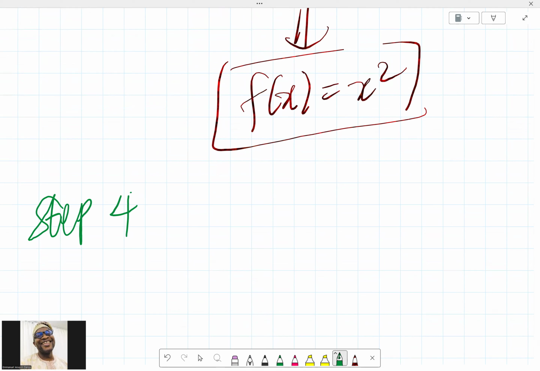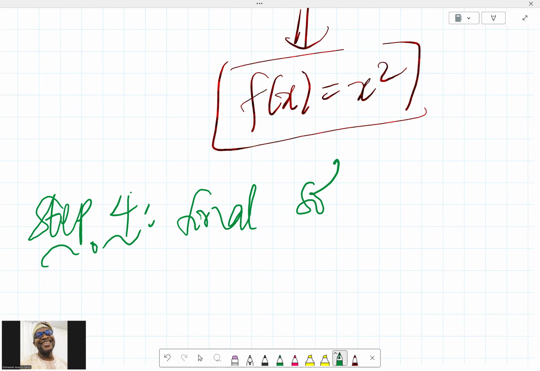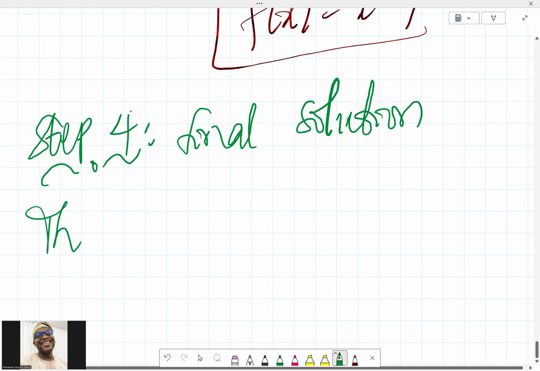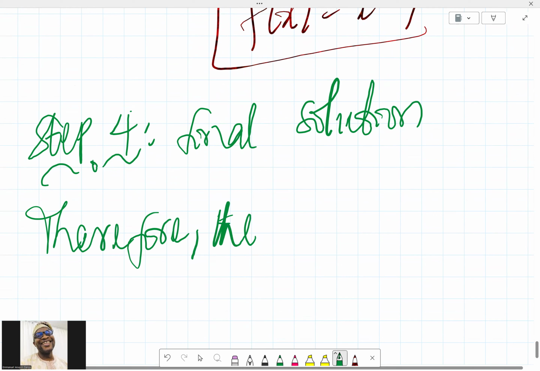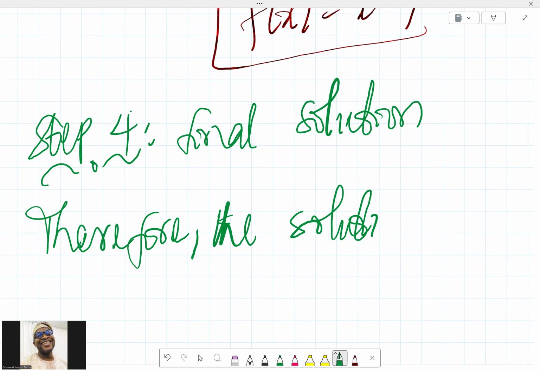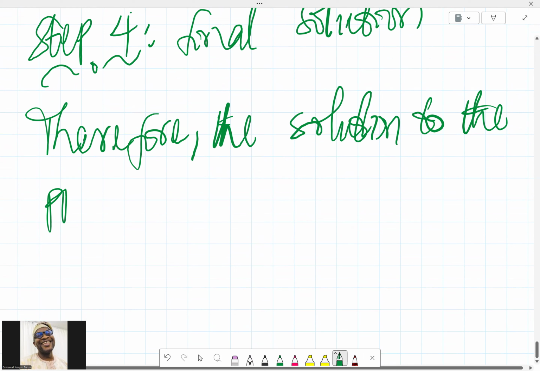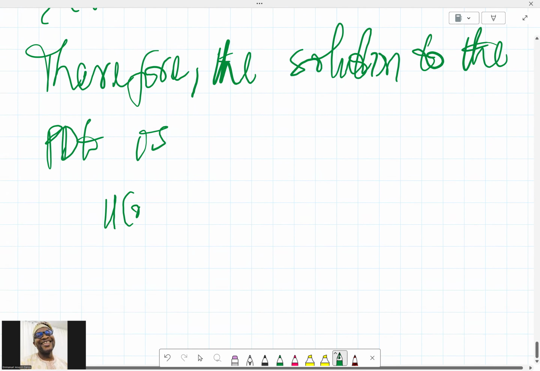step 4, we can get the final solution. So in step 4, the final solution. So we say therefore the solution to the PDE is u of x comma y equals x minus y squared.